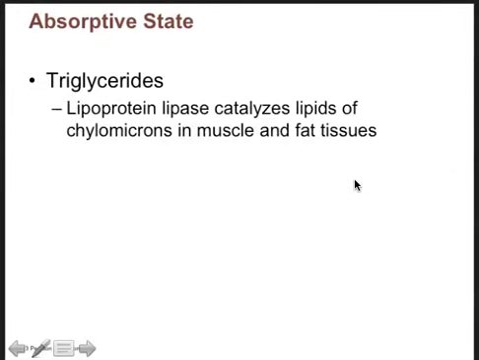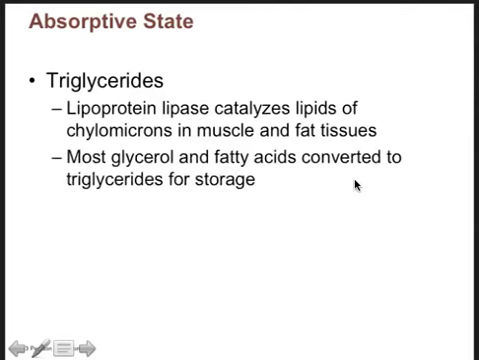Triglycerides are generated when lipoprotein lipase catalyzes lipids of chylomicrons in muscle and fat tissue. What lipase does is it cleaves the fatty acids from the glycerol backbone of the triglyceride. Most glycerol and fatty acids are converted to triglycerides for storage. So here we're talking about what's happening when we're trying to take the fuel that's being absorbed directly across the walls of the GI and then put it away for later use.